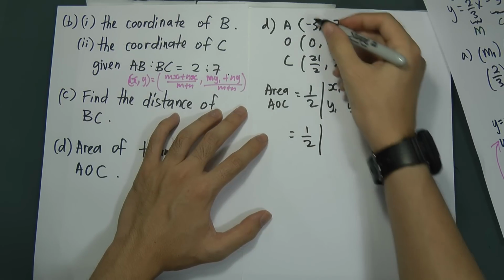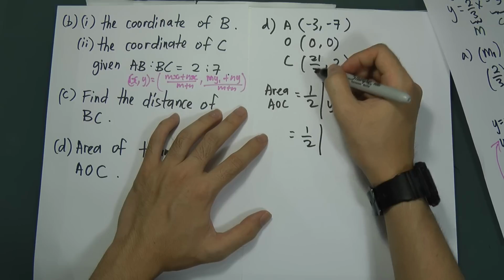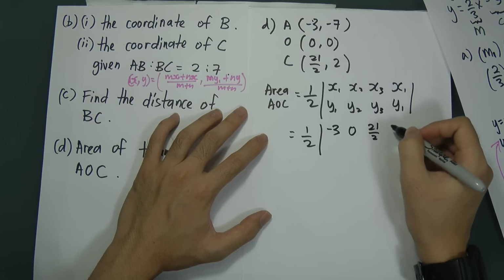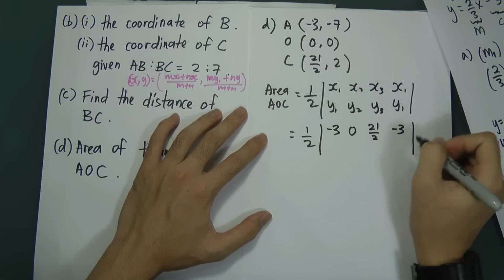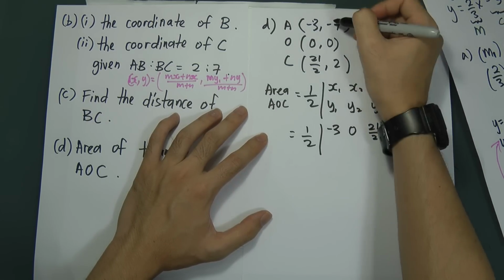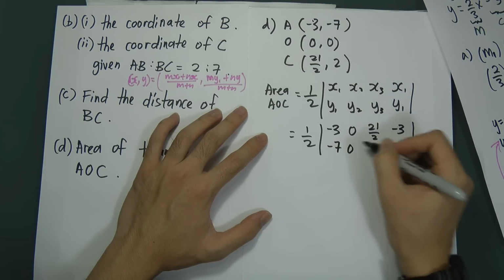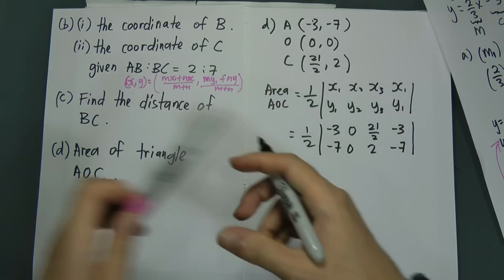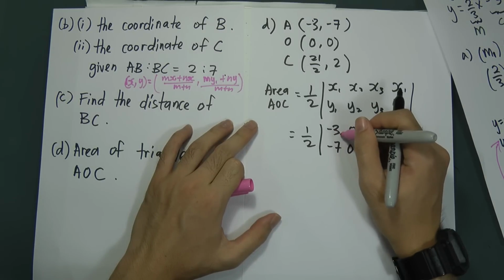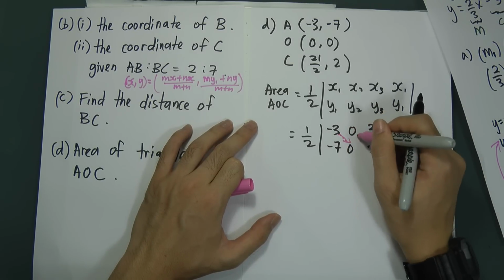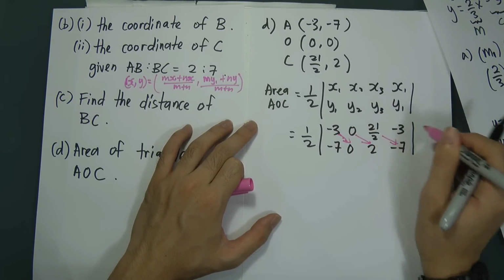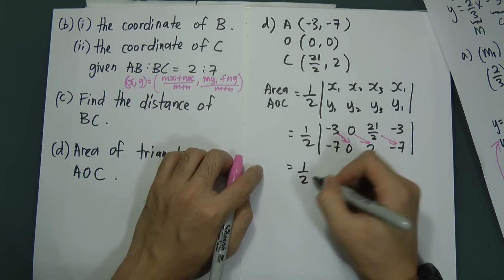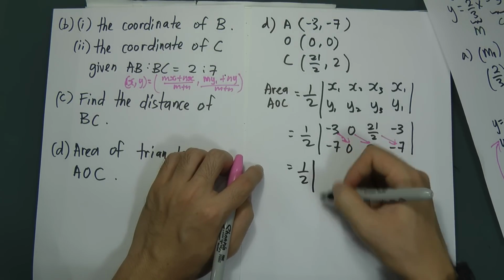Half. Okay, first x1, x2, x3. Repeat the first one. So -3, 0, 21/2. Repeat the first one, -3. And then y1, y2, y3, repeat the first one. -7, 0, 2, repeat the first one, -7. Okay, if you do until this one, then you can start to this one multiple this one plus this one multiple this one plus this one multiple this one. Got it? So I think it's not that hard for you, right? So I put this modulus symbol. Later I explain this one.